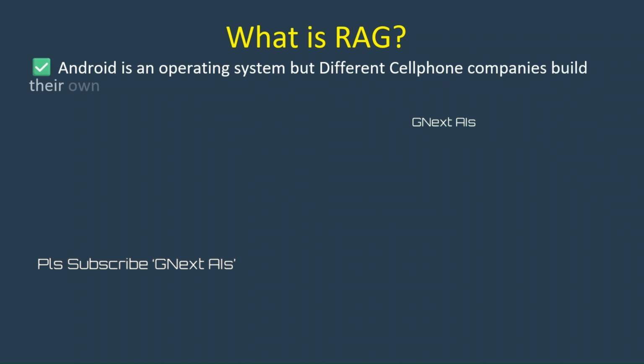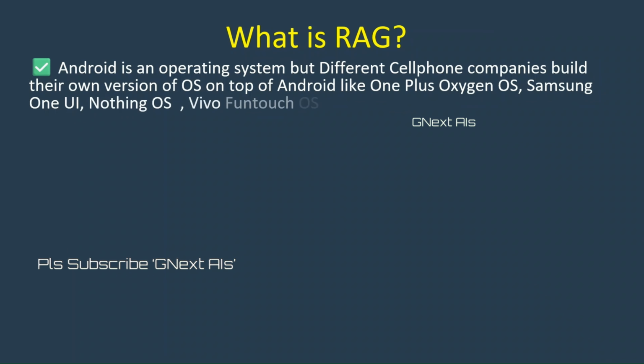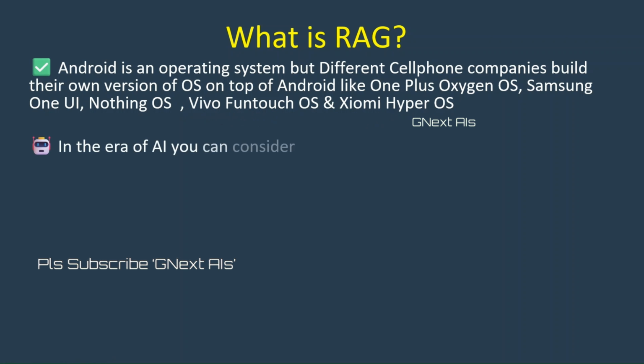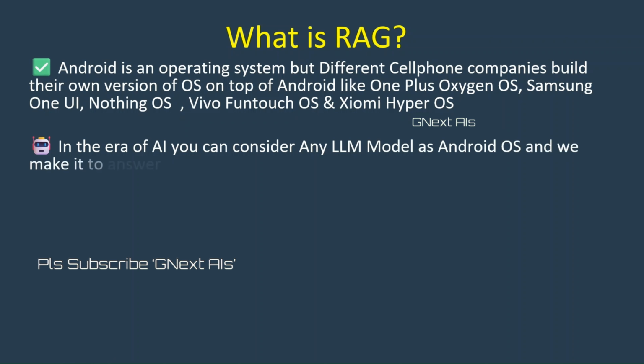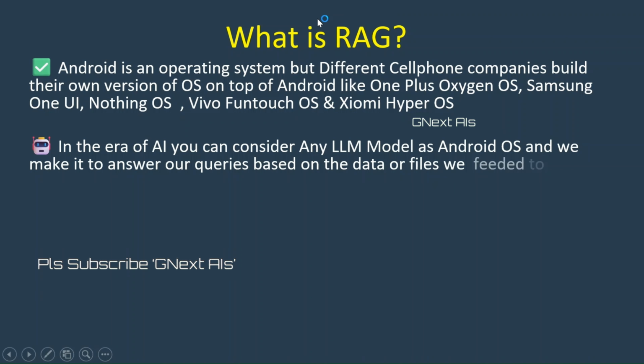For example, you all know, either you are using iOS, iPhone, or Android, right? Let's say Android is an operating system, with different cell phone companies like OnePlus using its own OS like Oxygen OS, Samsung using One UI, Vivo having its own Funtouch OS and Xiaomi HyperOS. Similarly, in this era of AI, consider the LLMs which have been created. It's like an Android operating system.